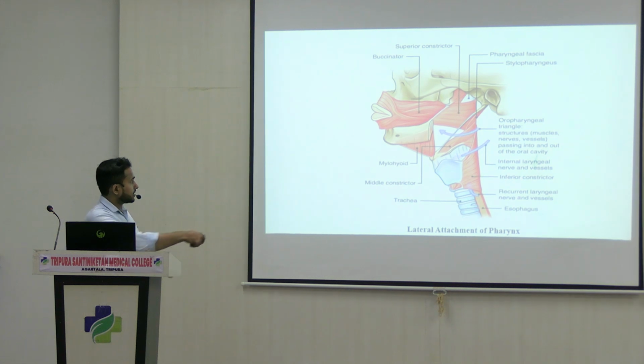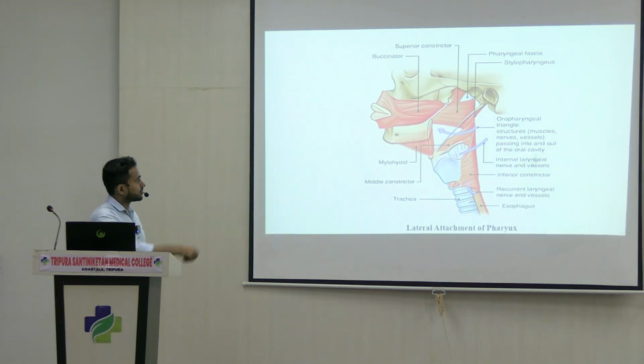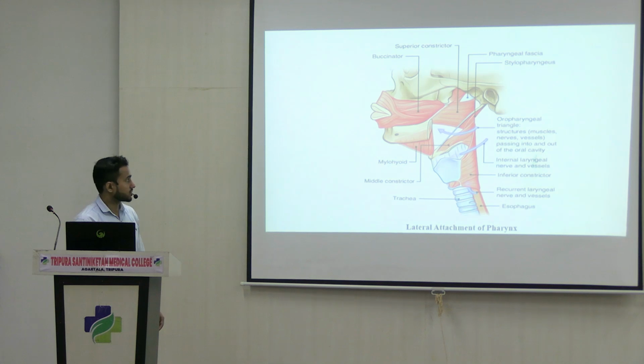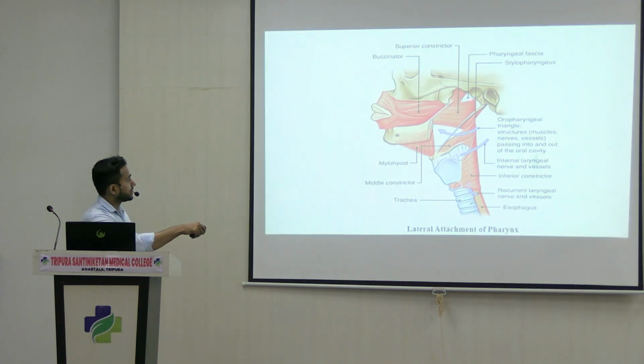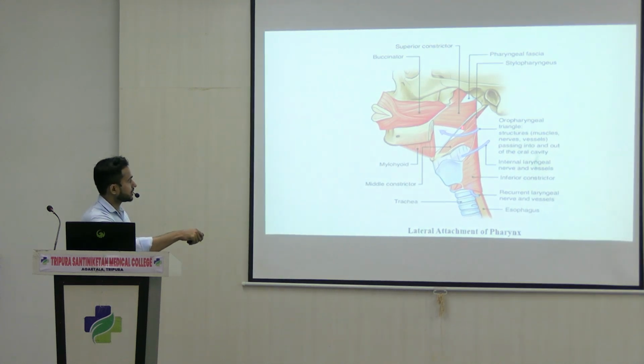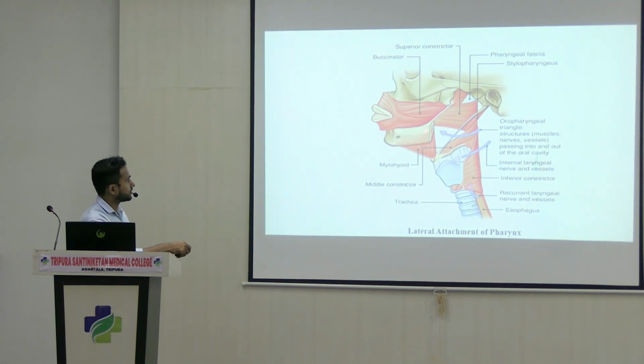Now here you can see the structures which are situated on the lateral aspect of the pharynx. From here the pharynx will start. Like this it is extending downwards on both sides. As you can see, first of all we are getting the mandible. This particular part of the mandible is removed so that you can see the other structures.